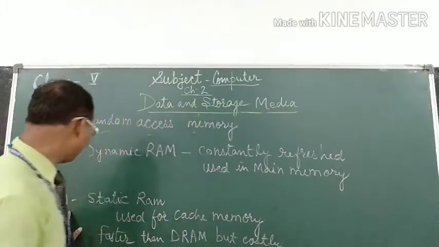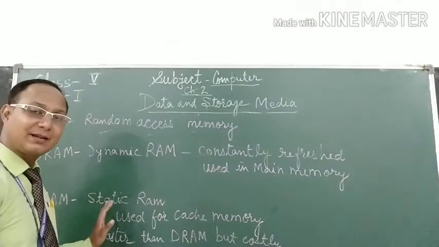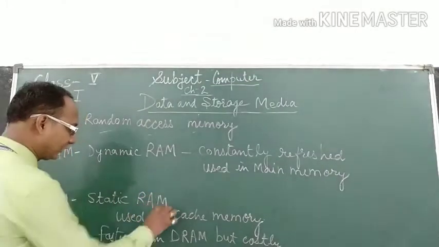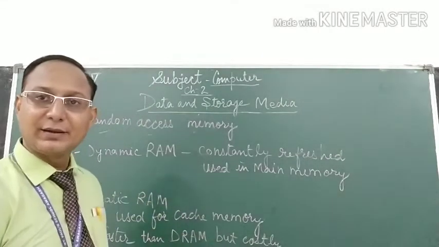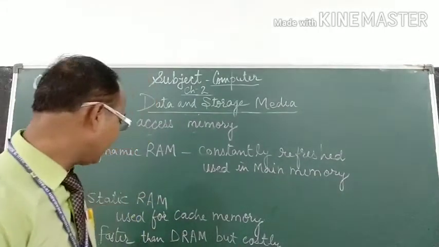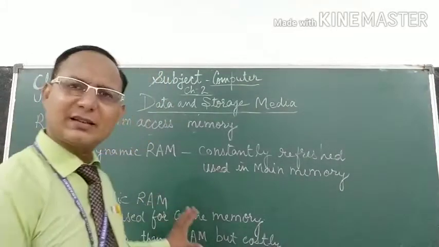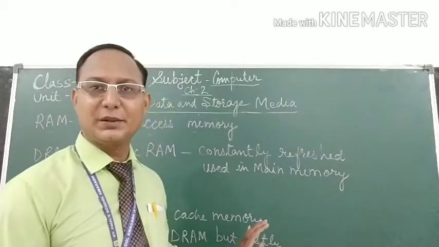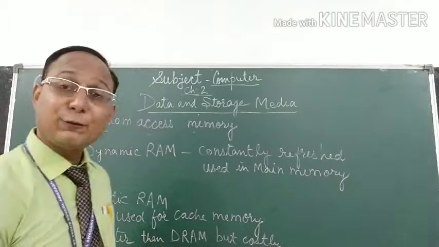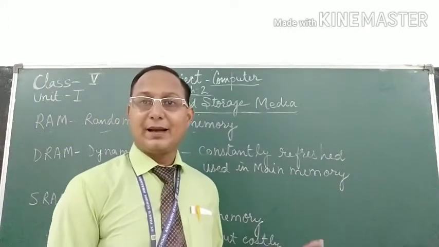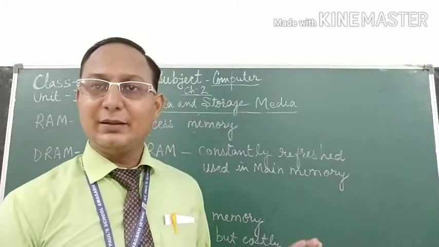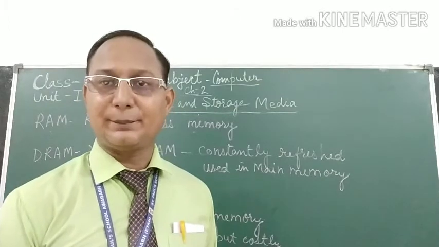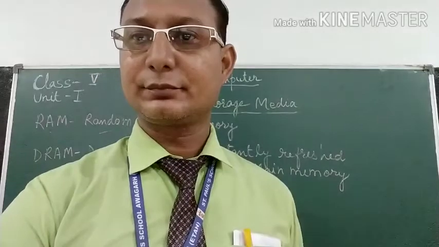Second one is SRAM, that is static random access memory, which is used for cache memory. It is one thing more: it doesn't need to be constantly refreshed. It is faster than DRAM, but it is costlier than DRAM.